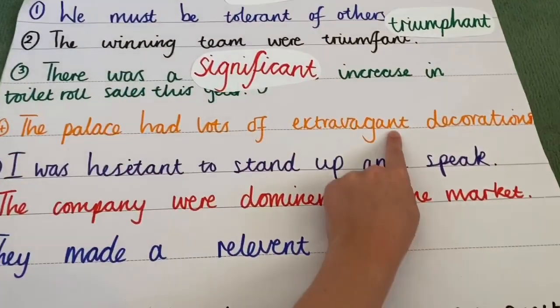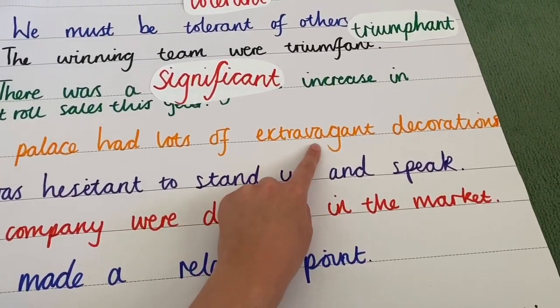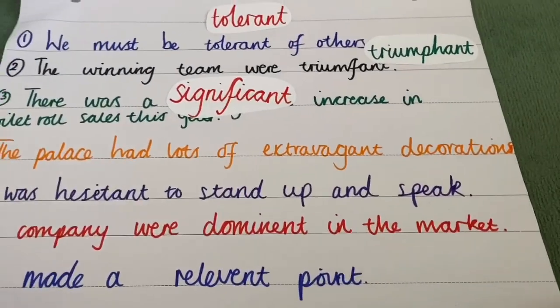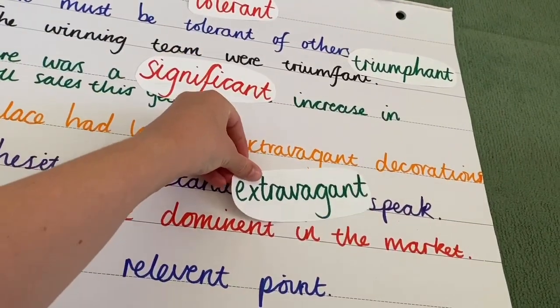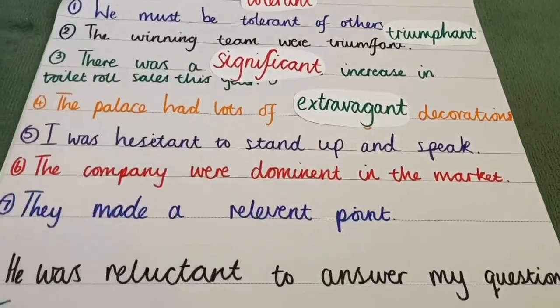Anyway, the fourth one, the palace had lots of extravagant decorations. Oh, look, I've ended it correctly in my ANT, and it looks like everything else is spelled correctly. Okay, let's have a check. Extravagant. I've spelled that one correctly. Okay, brilliant. I'm feeling a little bit better now.